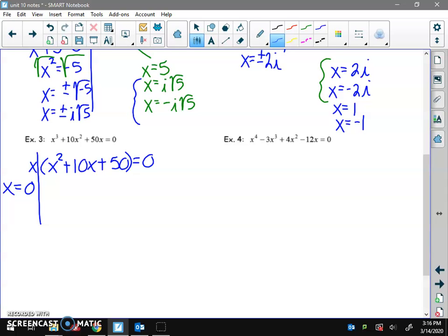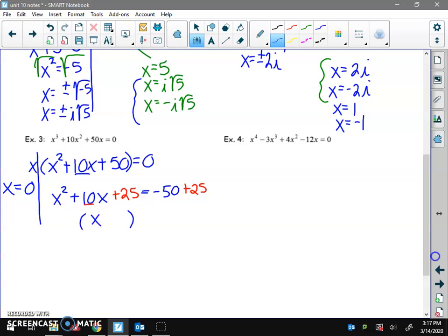So I have a couple of choices. I could do the quadratic formula, or I could do completing the square. Since 10 is an even number, I chose to complete the square. So I have x squared plus 10x, and I sent the 50 to the other side for negative 50. Then I took half of the 10 and squared it, so I have a plus 25 and a plus 25. Don't forget to do it to both sides.